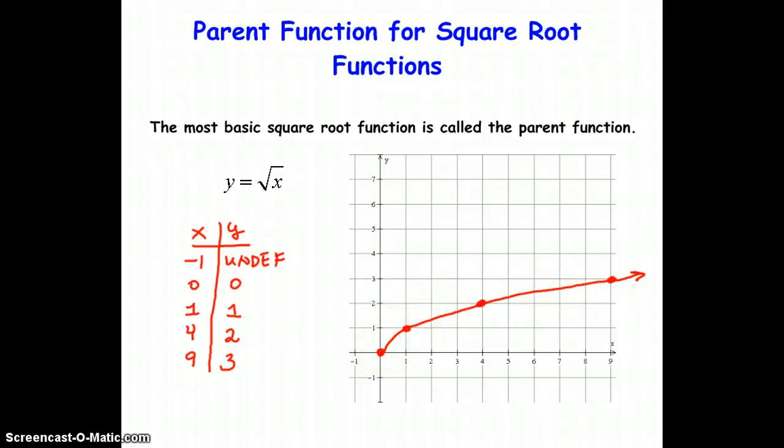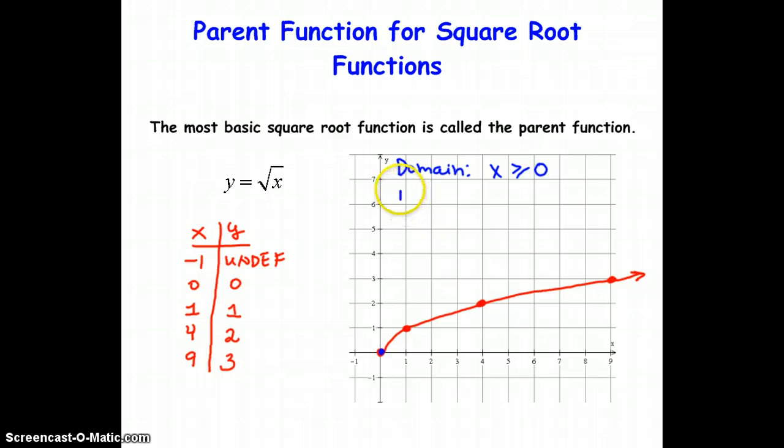Now, a couple of things we need to notice. We need to talk about domain and range here. Our domain is going to be all the x values that we are using. And if you notice, our graph does not go to the left of 0. It does have 0 as an x value, so it's going to be all x values greater than or equal to 0.